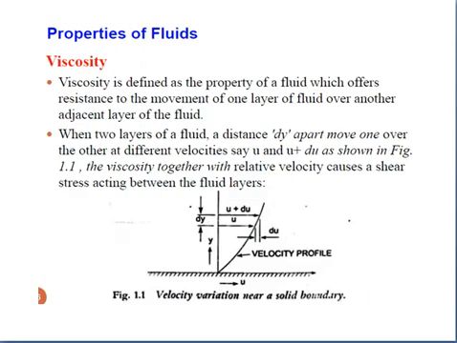Okay, now the next property is viscosity. It is a very important property, used in many places, and there are some problems based on this property. Now see the definition of viscosity. Viscosity is defined as the property of a fluid which offers resistance to the movement of one layer of the fluid over another adjacent layer of the fluid. This is a very important word, resistance. We can explain this viscosity by using this diagram.